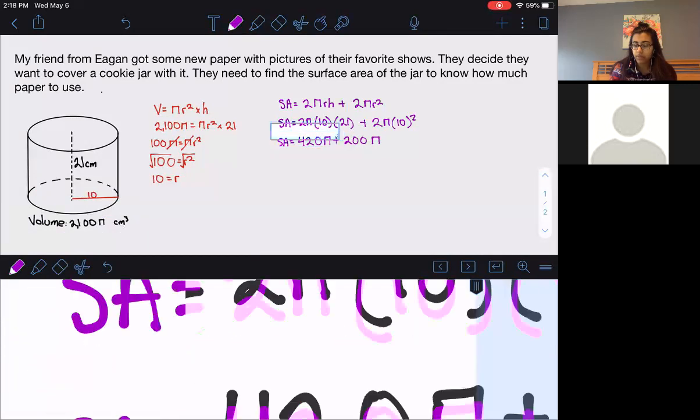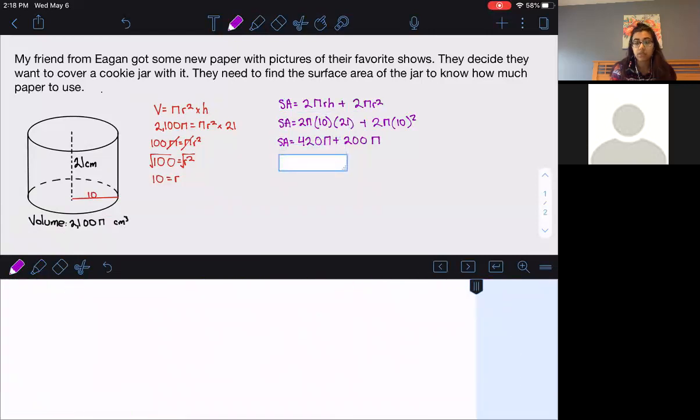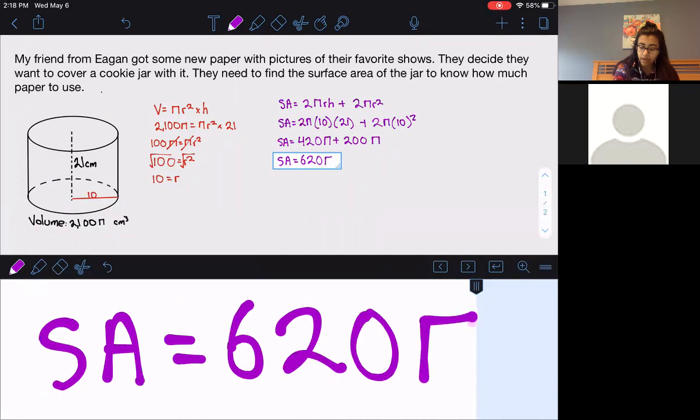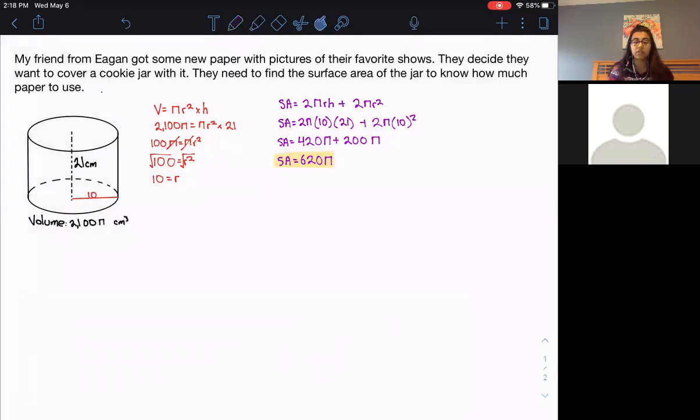The way we found the 420: 10 times 21 is 210, and multiplying that by 2 is 420. So 420 plus 200 gets us our surface area of 620 pi. There, you've solved it. It looks great. And that's what you're going to do.